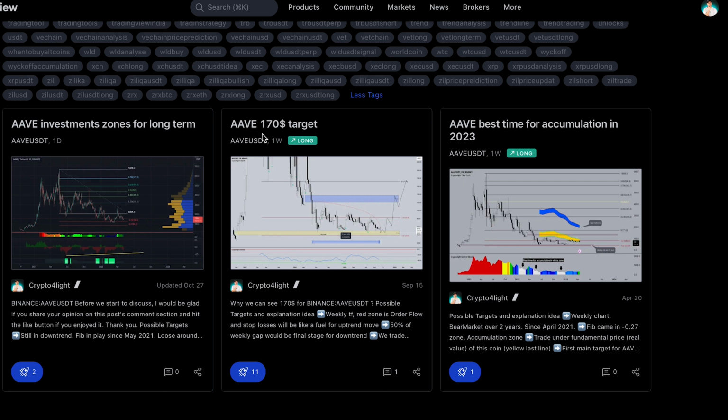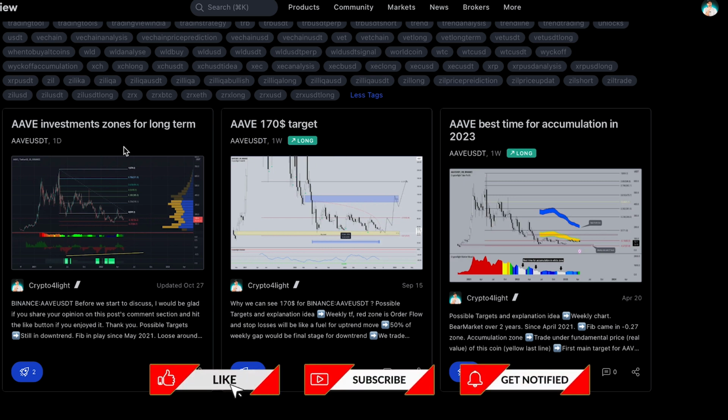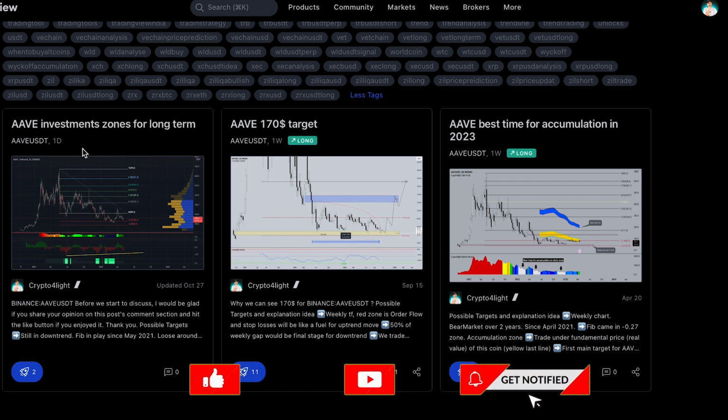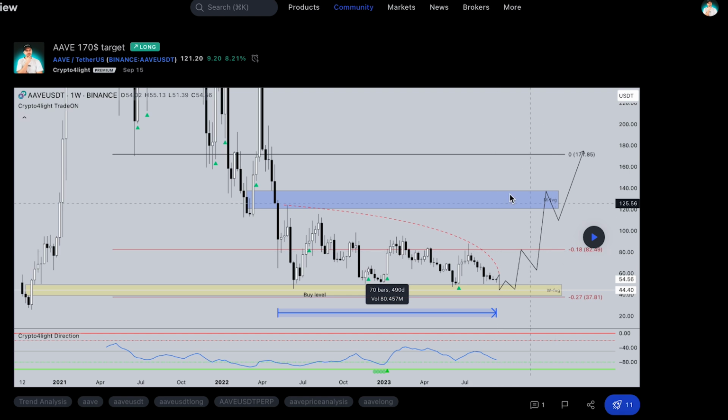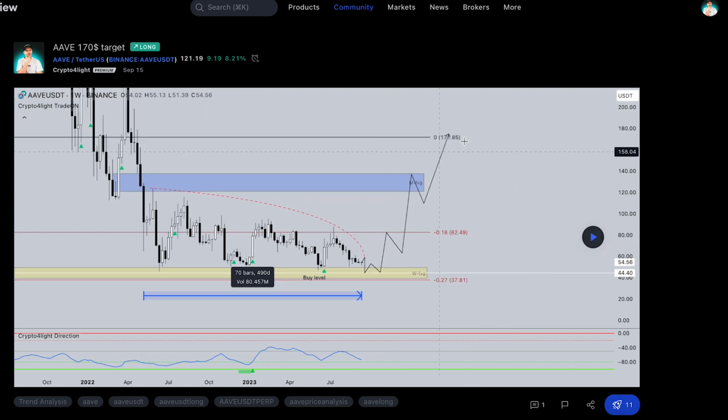So here, I made 3 posts about AAVE with main ideas for accumulation and distribution zones. And here was a main idea in May 2022. Here's the update: best time for accumulation zone 23 and target 170. Because here, the last idea, it was here. I marked it, we can hit this target.